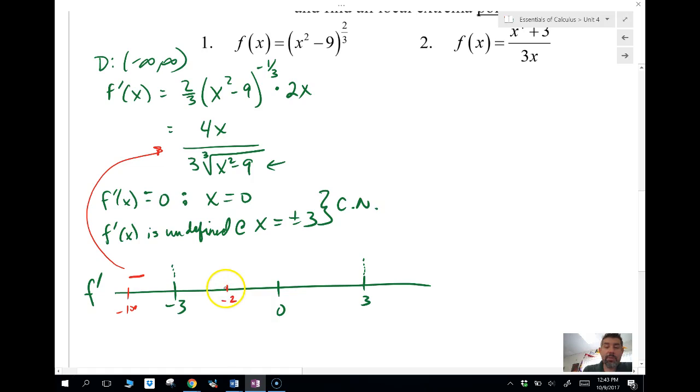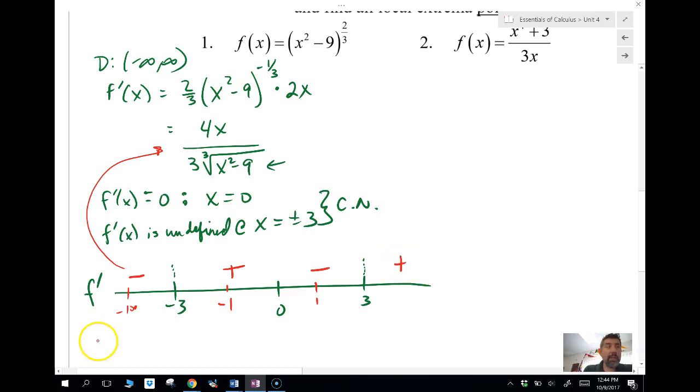A negative 2, actually, let me use a negative 1. Negative 1, however, is going to give me 1 minus 9, which is a negative value. And when I cube root a negative value, I still get negative. So I'm going to get a negative divided by a negative, which is a positive. When I put a positive 1 in here, I'm going to end up with a positive divided by a negative, which is going to give me a negative. And then when I put a big number like 100, I'm going to get a positive.